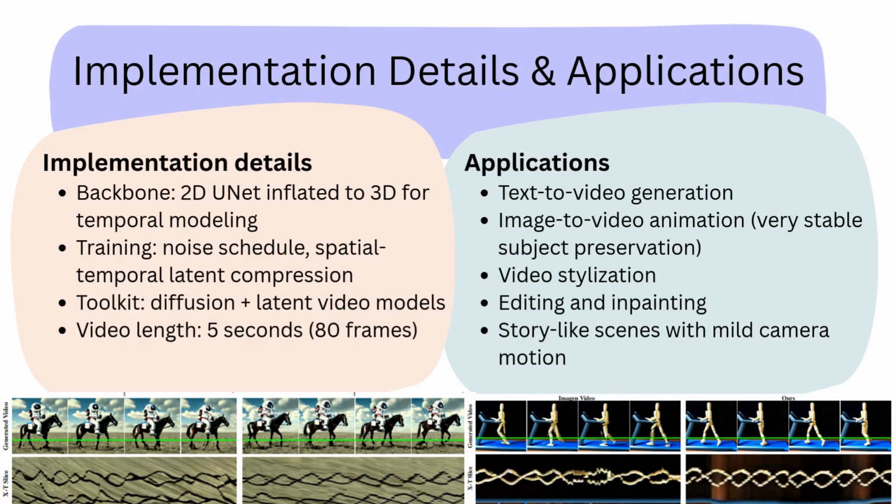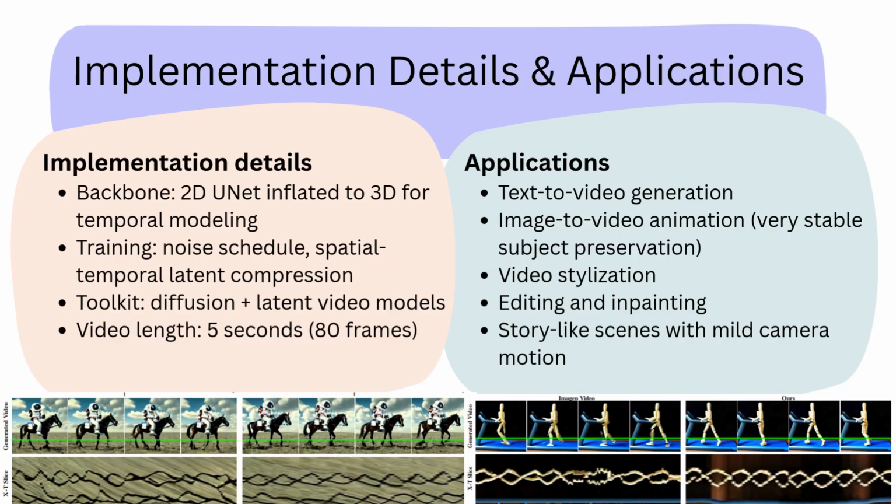So image to video generation is particularly impressive. Lumiere preserves facial identity, clothing textures, stylistic details very consistently. Video stylization allows applying an artistic style to the entire video without frame by frame inconsistency. And for inpainting, it can fill missing regions and produce coherent motion. Cinemagraphs allow parts of the video to remain still while others are animated. So this versatility is one of Lumiere's strengths.